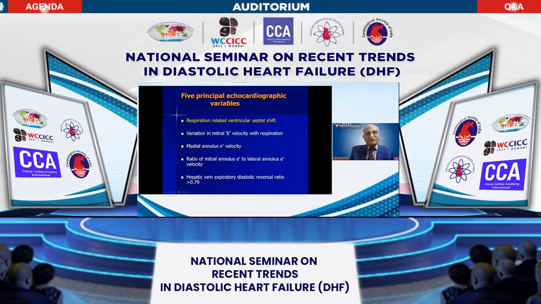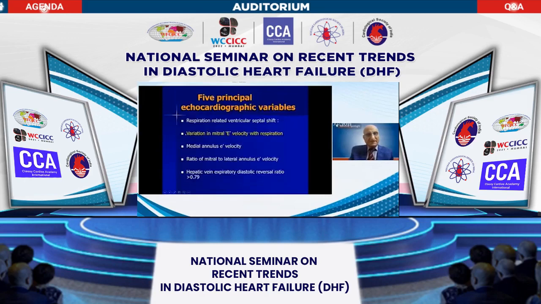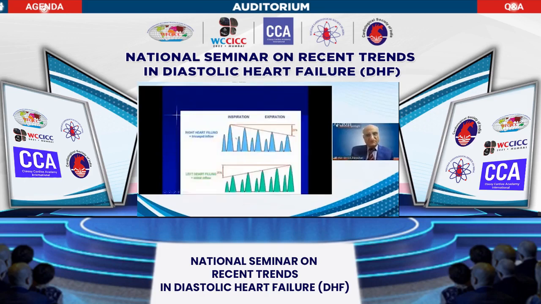So there are five principal echocardiographic variables associated with this. We have already shown you the ventricular septal shift, which is most sensitive, in 93% of the cases. The second, because of dissociation between the intrathoracic and intracardiac pressure, is a variation in the velocity. In inspiration, there is more filling of the right ventricle, so the tricuspid velocity increases. And in expiration, when the LV velocity increases, this decreases. So there is a variable filling during inspiration and expiration, as you have seen.